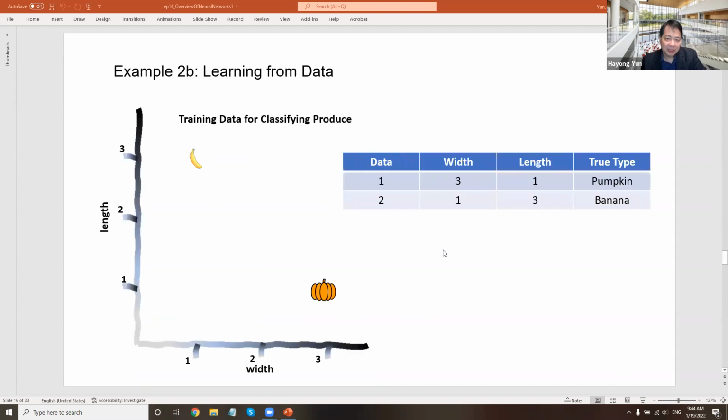So, learning from the data. What do we mean by using the data and learning from it? Let's suppose that in a simple world we have just two data points. Data 1 is from a pumpkin, and we actually know it's a pumpkin. It's a 3:1 width to length ratio. And the second data point is a banana, which is a 1:3 width to length ratio. So it's located here.